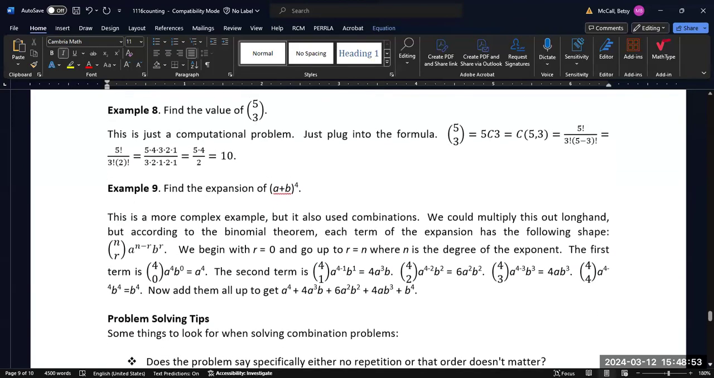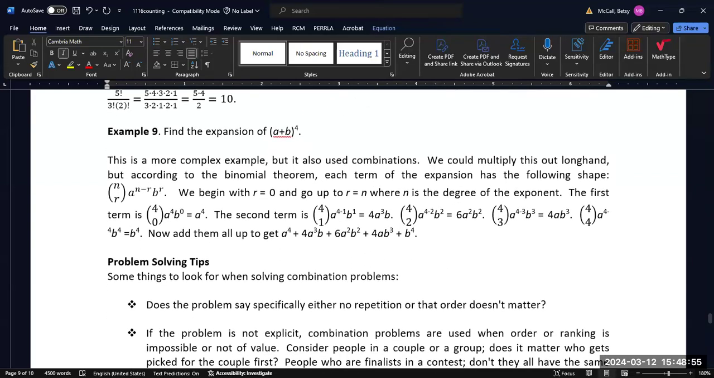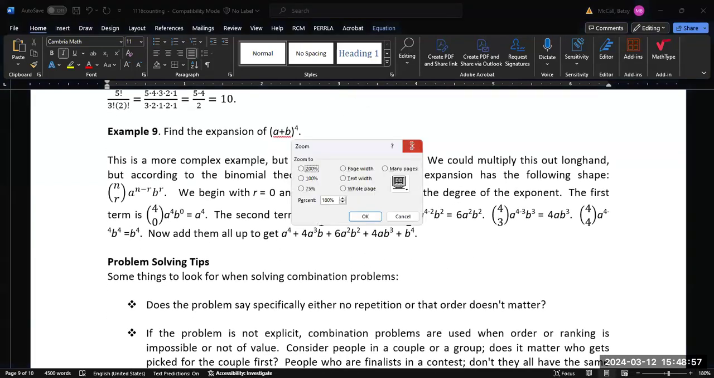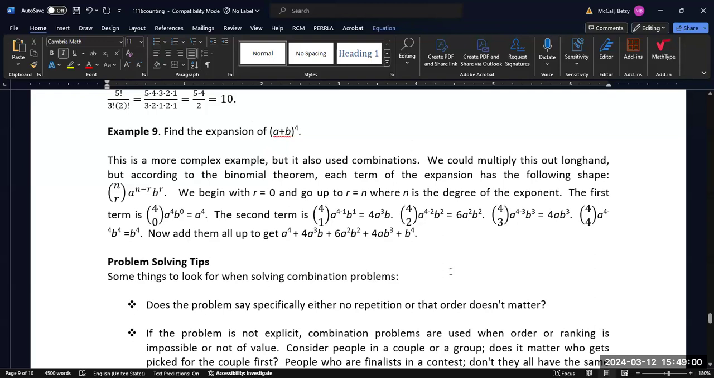One of the places where combinations shows up is in binomial expansion, where you're trying to expand a binomial term like this to a large power. Or you will also see it sometimes in binomial probability calculations. In the binomial expansion formula, every component is going to have this form: n choose r, a to the n minus r, b to the r.